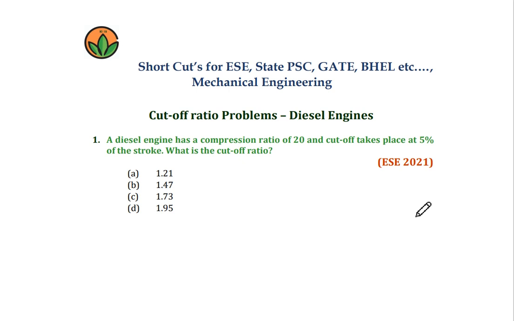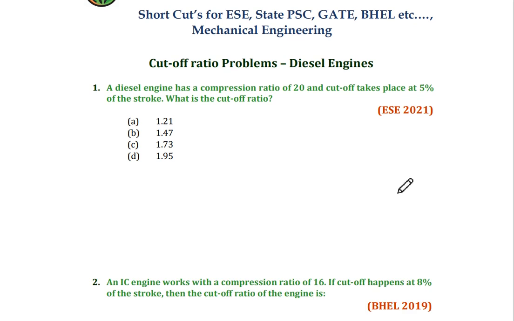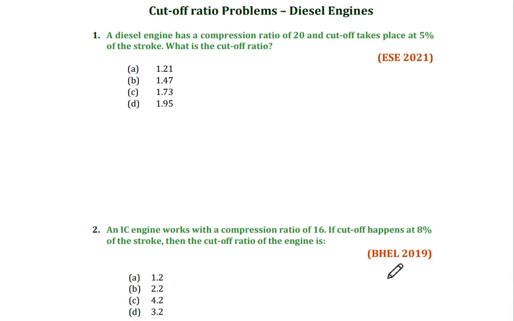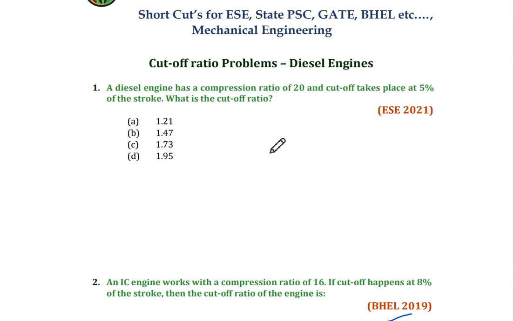Now I'll explain the shortcuts. For that I have considered two questions. One I took from the ESE 2021 and the other one is from BHEL 2019. We will start with the first question. It's given that a diesel engine has a compression ratio of 20, and cutoff takes place at 5% of the stroke. What we need to find is the cutoff ratio. Now this is the question.